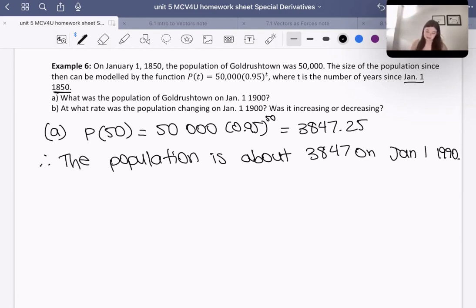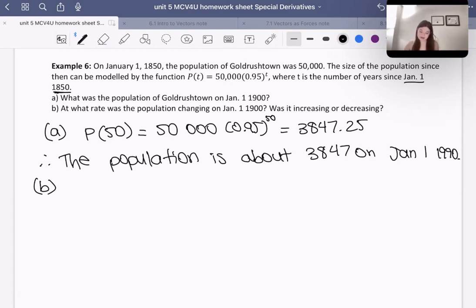Okay, then B asks, at what rate was the population changing? Was it increasing or decreasing? So actually, first part of that question we can already answer, it's decreasing. Now, we will figure that out algebraically when we figure out that the derivative is going to be negative at this point. However, we can already tell that the population is decreasing even just by looking at this function, right? Over time the function decreases because this number is less than 1. If this base is greater than 1, then the population's increasing. But because it's less than 1, we're decreasing and losing 5% of our population every year.